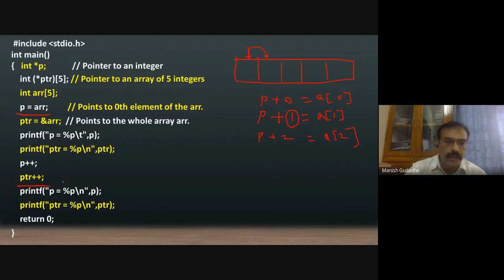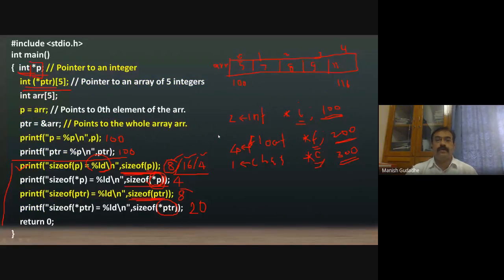So it is also said as PTR plus 1. Here 1 is the size 20. In the other case, 1 is the size 4, because P is an integer pointer and PTR is an array pointer. That is the difference between these two. Incrementing the pointer by 1 means incrementing it by the size of the block to which it is referring. With this background, we are going to the next discussion.